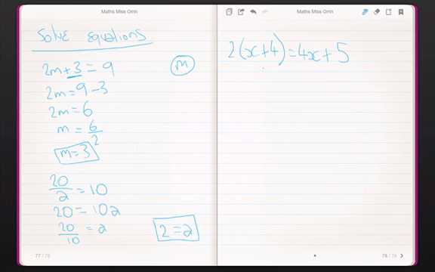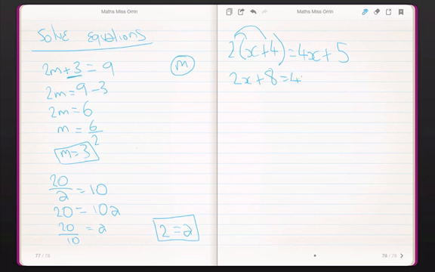Now the first thing we have to do is get rid of these brackets. So if we want to do that, we have to multiply what's outside of the brackets by everything that's inside of the brackets. Remember that? So we've got 2 times x, so 2x, and we've got 2 times 4, which is 8.